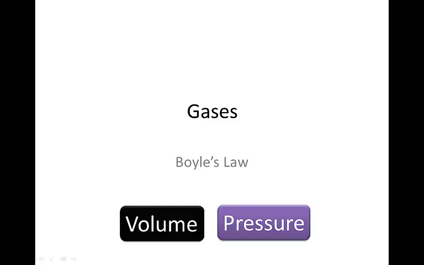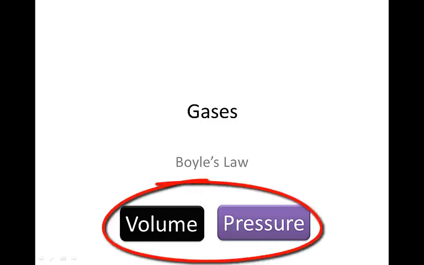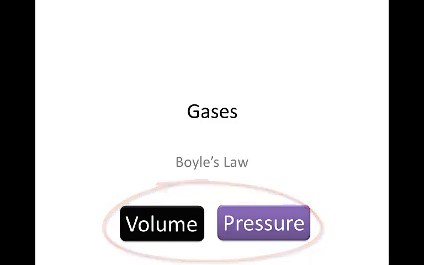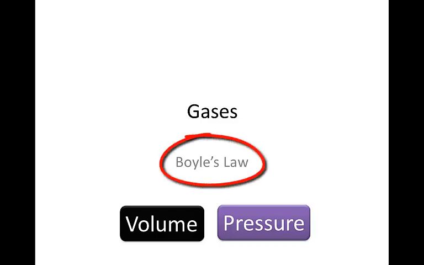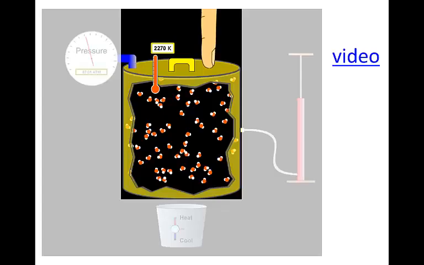In this lesson, we're going to look at the relationship between pressure and volume for a trapped gas. And that relationship is formally described by Boyle's law. We'll get to what exactly Boyle's law states in a moment. Here we have a simulation, and just now I'm going to run it, but let's speak about it first.